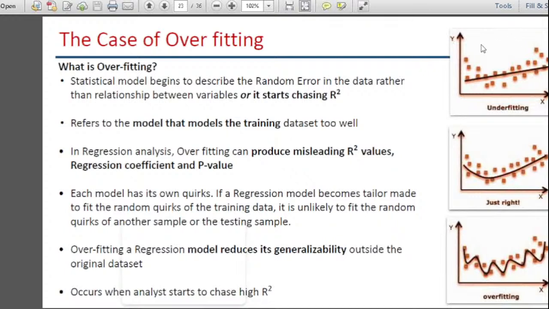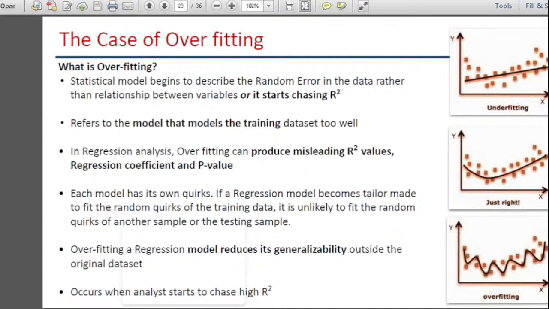Taking more R square data, sir, or different? Overfitting means chasing R square. I am just concentrating on the R square value only. I try to bring in more variables so that my R square becomes maximum. That is called overfitting.